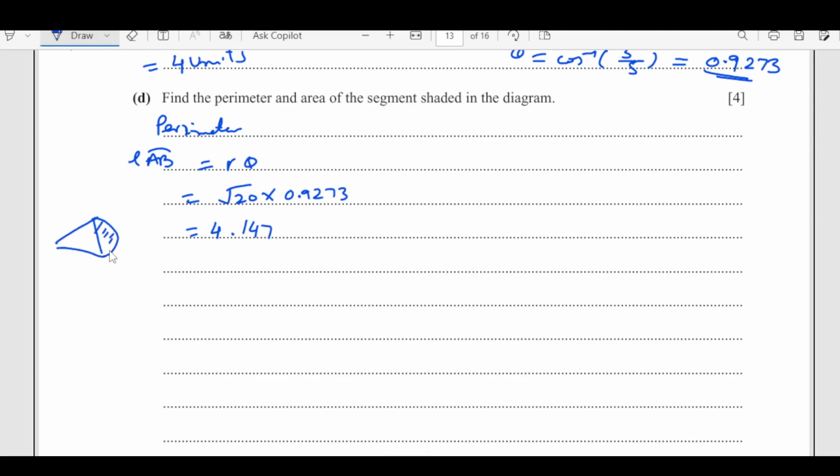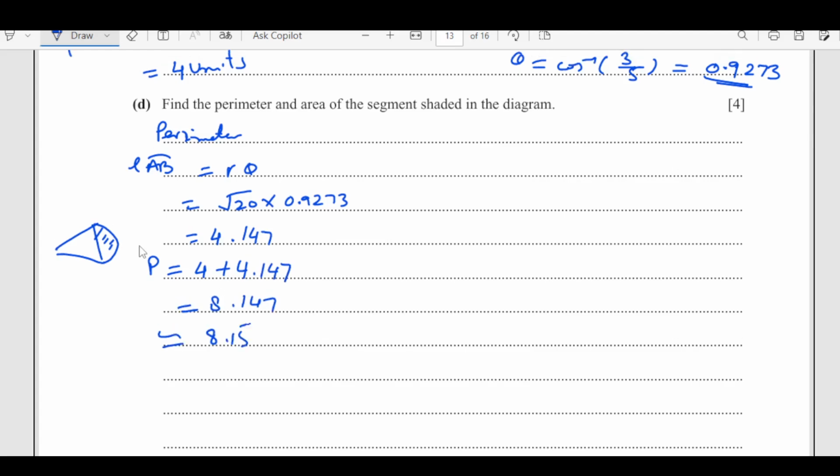So our diagram, the shaded part, is like this one. This length of arc we got, and for this we have already 4. So the perimeter is going to be 4 plus 4.147, which is 8.147. To 3 significant figures it is 8.15 for the perimeter. So the first part is done.